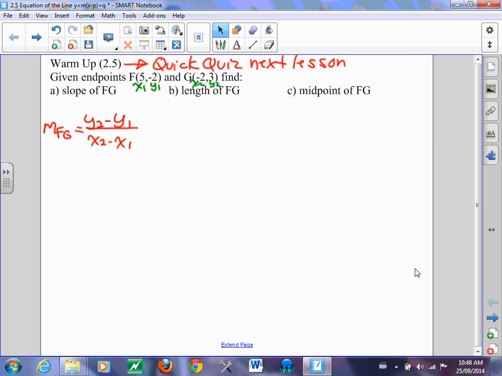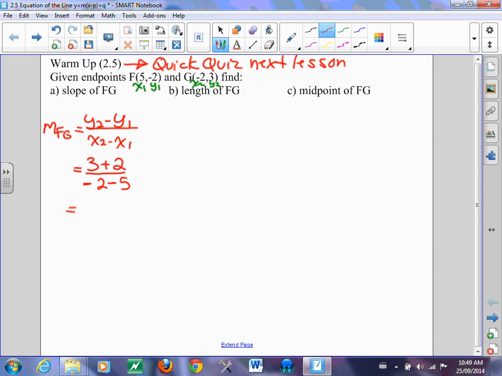Subbing in, for the slope you should have 3 subtract negative, which automatically becomes a positive. You can do that right away. And negative 2 subtract 5. Don't forget your integer laws here. It's going to be 5 over negative 7. Remember, property is about a rational expression. You can't have a negative denominator, so you should bring it out front or up top, one or the other. So slope equals negative 5/7.